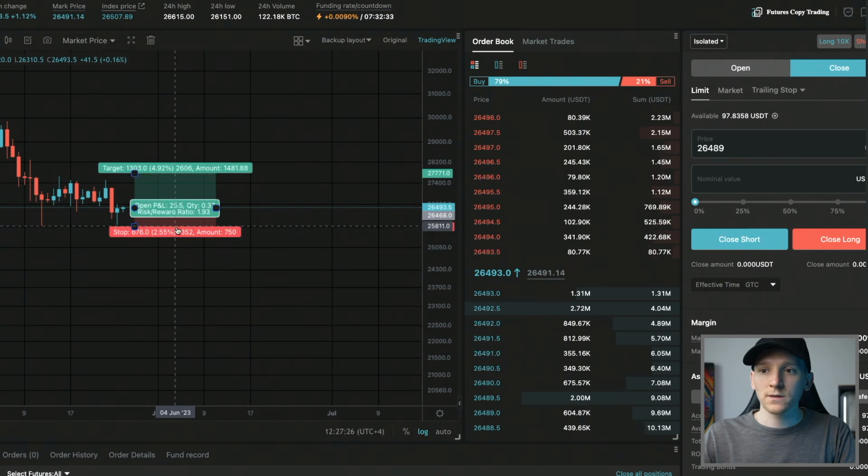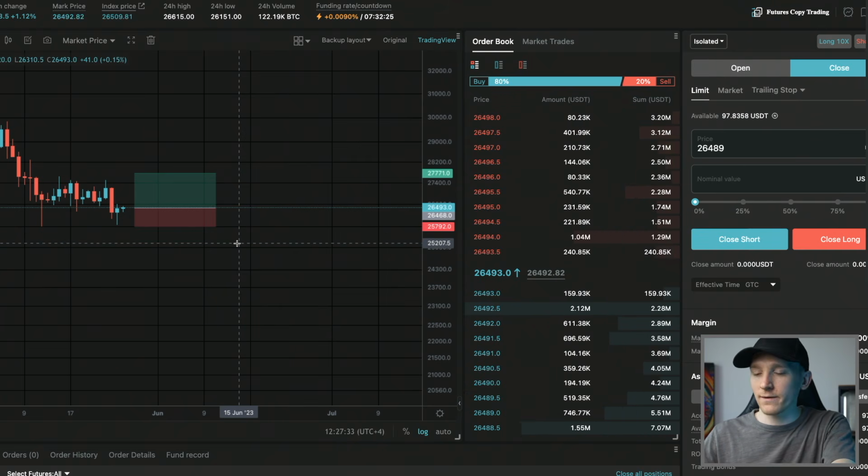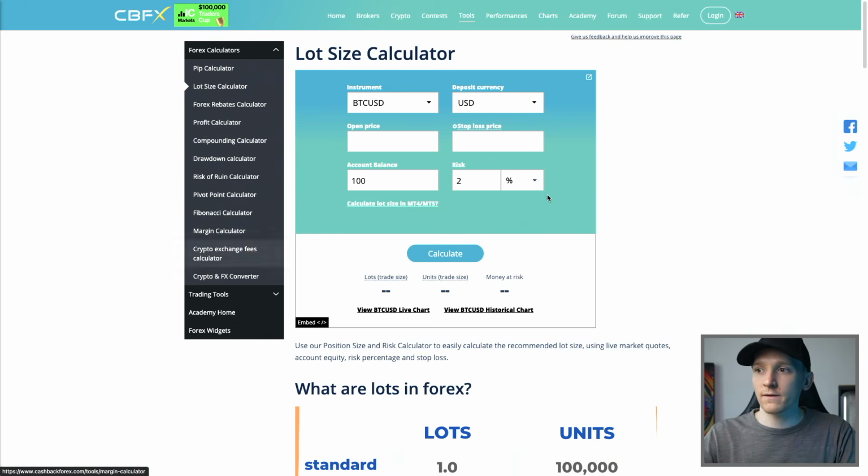The stop loss would be 25,792. So we can just enter this in and we can find out how big the order is that we can take. So let's put this into a trade calculator.